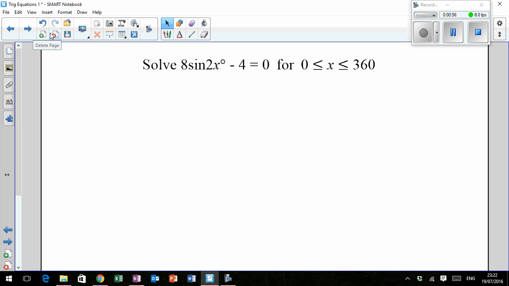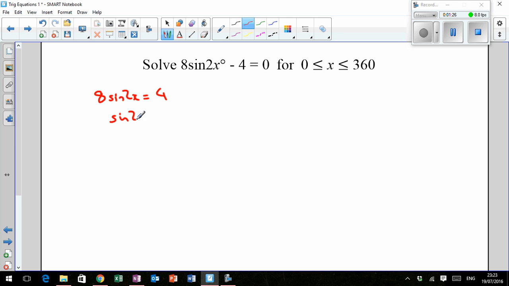Okay, so first question here, and the way we're going to deal with this: if we only have one sine or one cos or one tangent, one trig function, we're going to do it pretty much exactly the same way we did before. Get rid of everything else around the trig function and then deal with the trig function itself. So here we're going to add 4 to both sides and then divide by 8. So firstly 8 sine 2x is equal to 4, and then divide both sides by 8. Sine 2x is going to be 4 over 8, or a half.